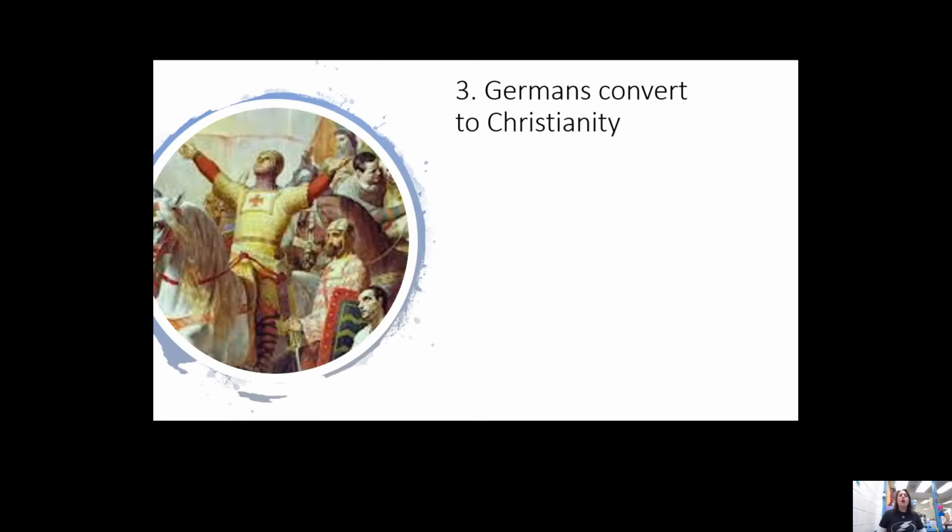Number 3. And this is a real big thing too. Germans convert to Christianity. Before, they were polytheistic. They believed in Thor and Odin, Freya, and all these other Germanic and Nordic gods. But they're going to convert to Christianity for a bunch of reasons that we don't really need to go over now. But they're going to create an alliance with the Roman Catholic Church.